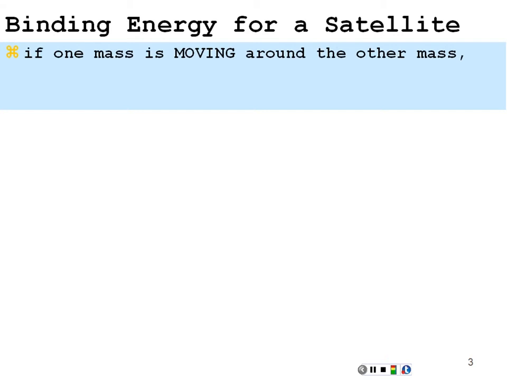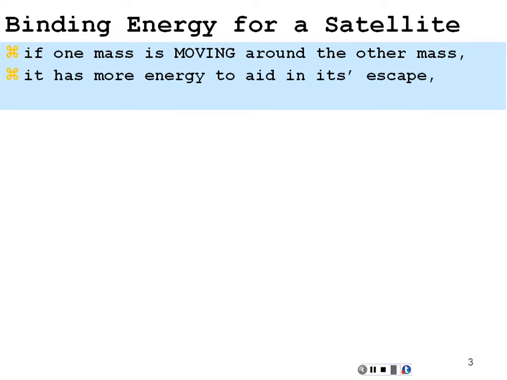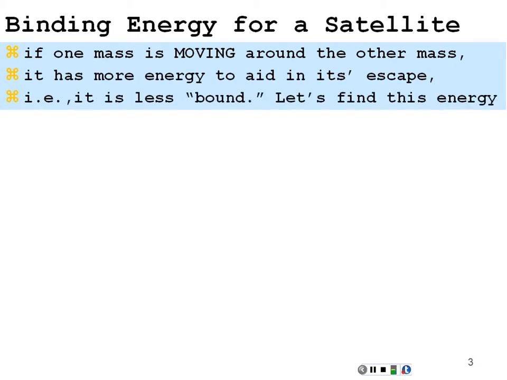But what happens if one mass is moving around the other mass? Hence, it's not going to be bound as well because it's already got some energy, some kinetic energy, and hence it's not going to need as much energy in order to escape the other mass. It has more energy to aid in its escape. Let's see how bound it is.